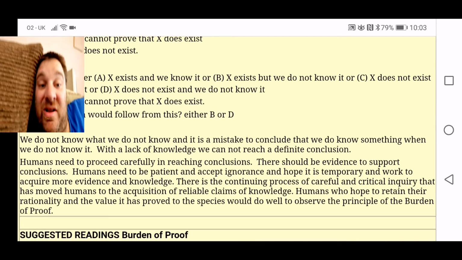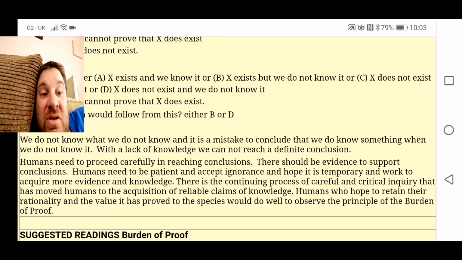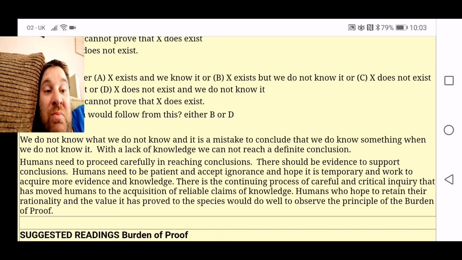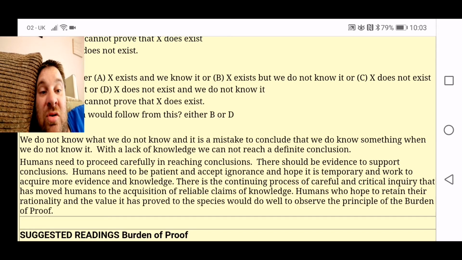Individuals need to proceed carefully in reaching conclusions. There should be evidence to support conclusions. Individuals need to be patient and accept ignorance and hope it is temporary and work to acquire more evidence and proof and knowledge. There is the continuing process of careful and critical inquiry that has moved individuals to the acquisition of reliable claims of knowledge. Individuals who hope to return their rationality and the value it has proved to the species would do well to observe the principle of the burden of proof.